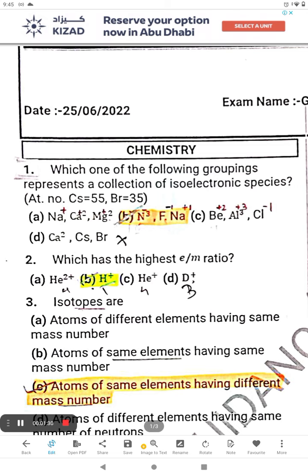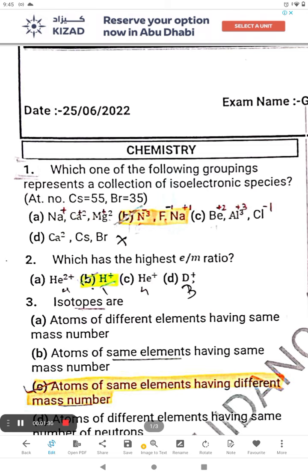So option B is the right answer, right? Then okay, so yeah, this question I was wrong with. Which one of the following sets of ions represents a collection of isoelectronic species? So K+, Cl-, Ca2+, Sc3+.